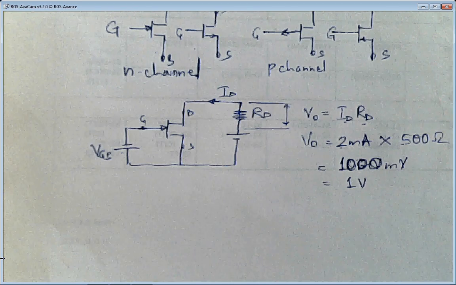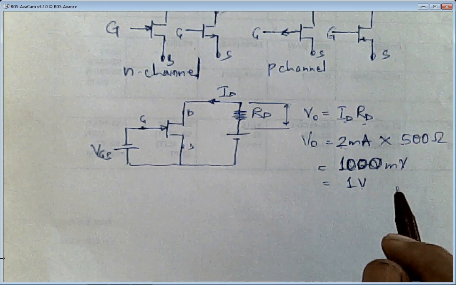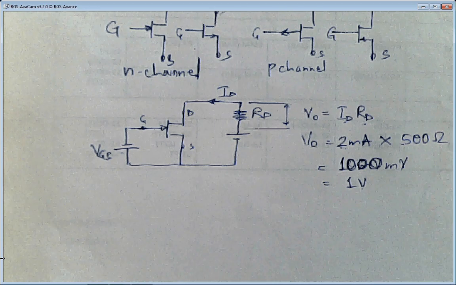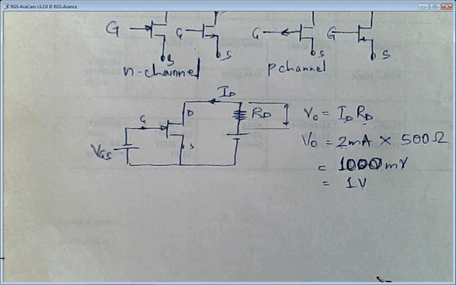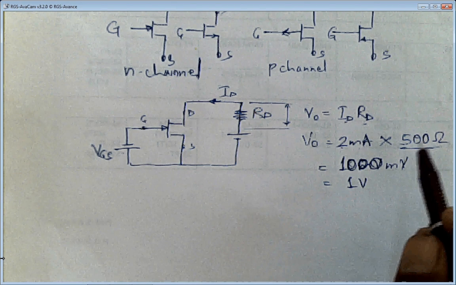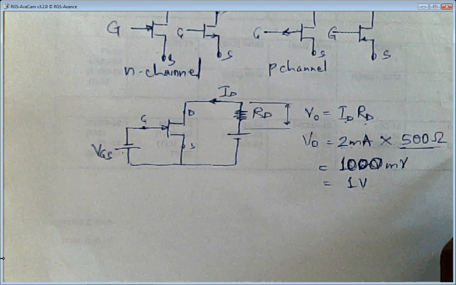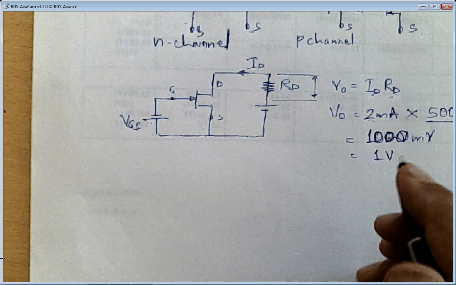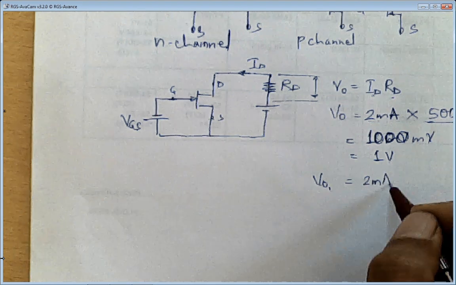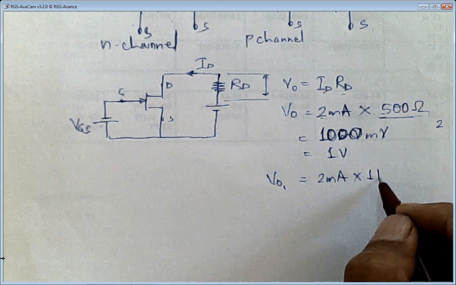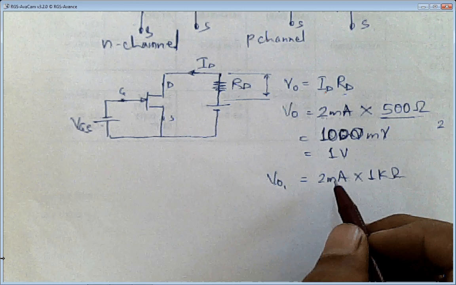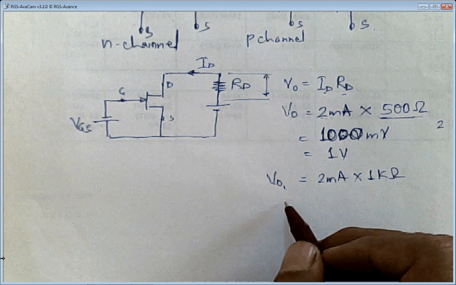Now if I want to increase the output voltage, how much do we want? Let us say we want it to be 2 volts. No problem, just change RD from 500 ohms to 1 kilo ohm. Then VO is 2 milliamperes into 1 kilo ohm. 1 kilo ohm means 1000, and this is 2 into 10 raised to minus 3, so the minus 3 and plus 3 will get cancelled. You will be getting 2 volts as output voltage.